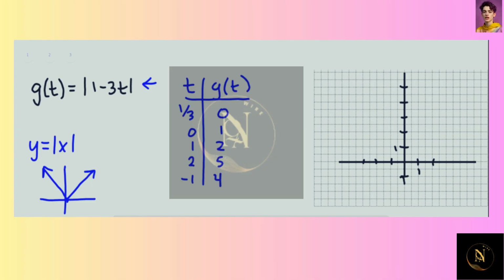So let's combine what we know about the shape of absolute value graphs with the plotting of these points and see what we get. So (1/3, 0), (0, 1), (1, 2), (2, 5), (-1, 4). And then we go ahead and draw the lines through those points.